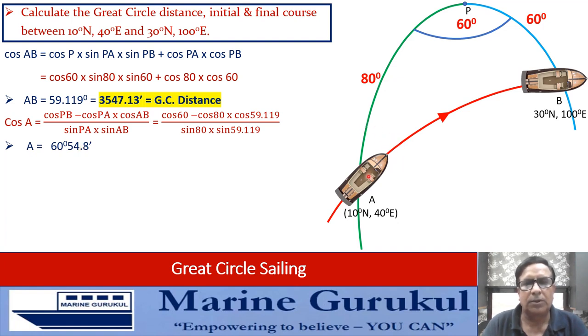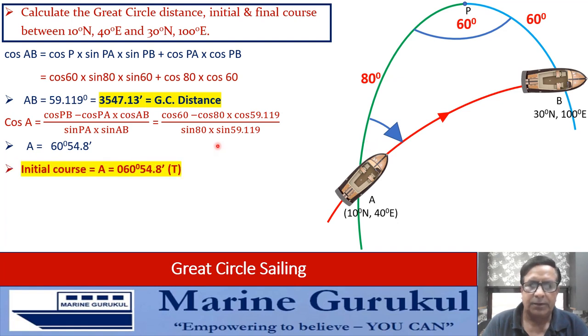Now we go to the PAB triangle and mark off the initial course clockwise from true north at A. Now this blue arc which has just come up represents the initial course of the vessel at A. And what do we see? This initial course is very much the same as angle A. Therefore, the initial course is equal to angle A, but now it's represented in three figures. Please note 060 degrees 54.8 minutes true.